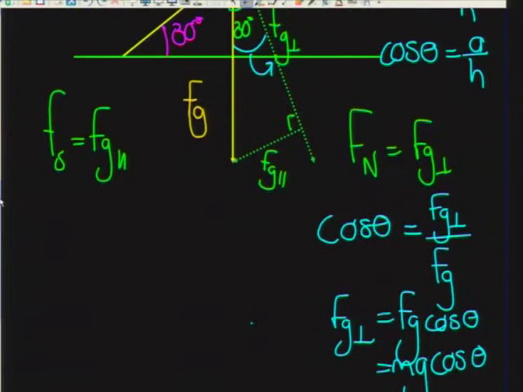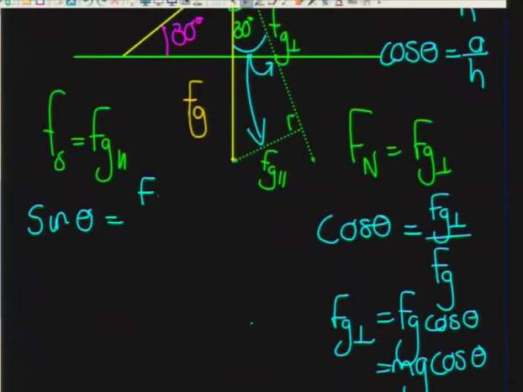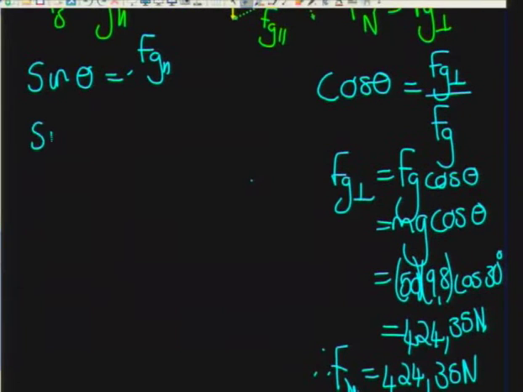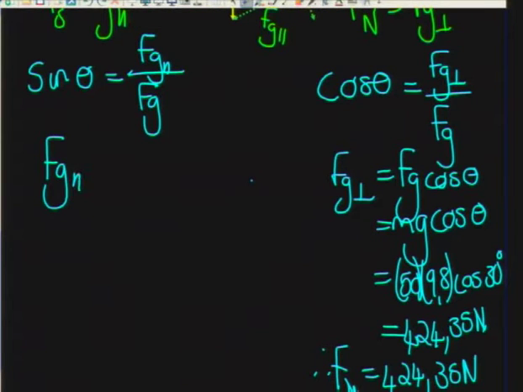Now we do the same for my parallel. My parallel is opposite, so now I'm going to use sine. So now watch. If I go sine theta, it's my opposite side divided by my hypotenuse. So it's FG parallel divided by FG. Oh, sorry. Let me just go back here. That means that FG parallel is FG sine theta. So it's my weight times the sine of my angle, and my weight is m times g.